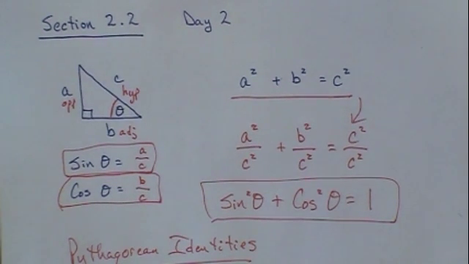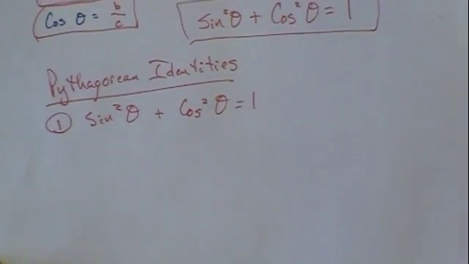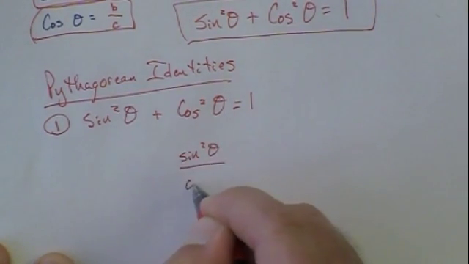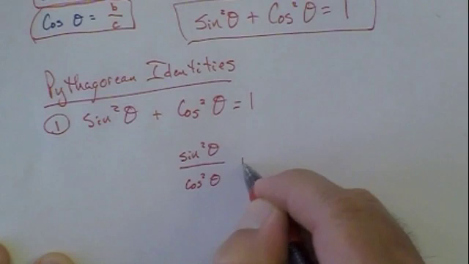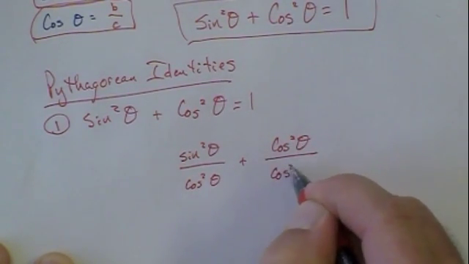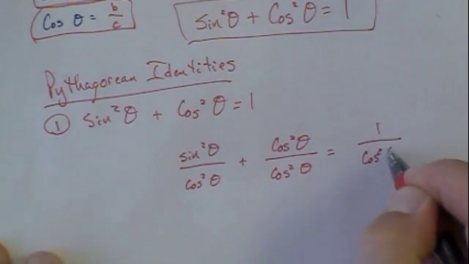And so from that we can also derive a couple of other Pythagorean identities. So the first one is sine squared theta plus cosine squared theta equals 1. Now if we divide everything by cosine squared of theta. So let's see, we're going to take sine squared theta divided by cosine squared theta plus cosine squared of theta divided by cosine squared theta. And that's going to equal 1 divided by cosine squared theta.